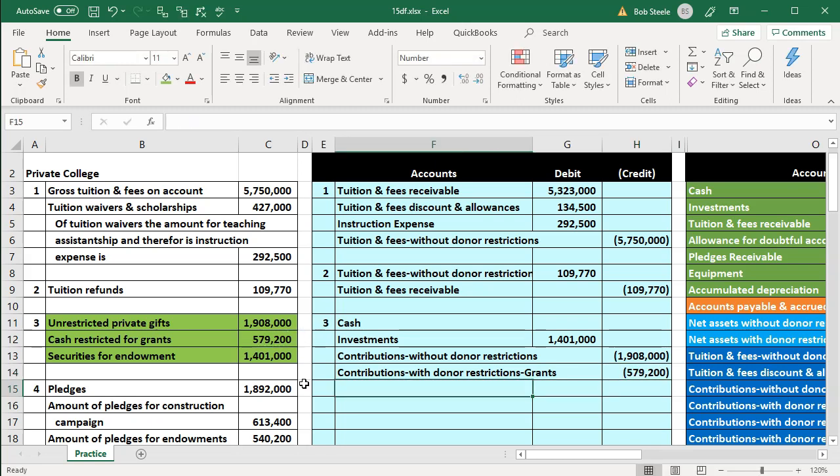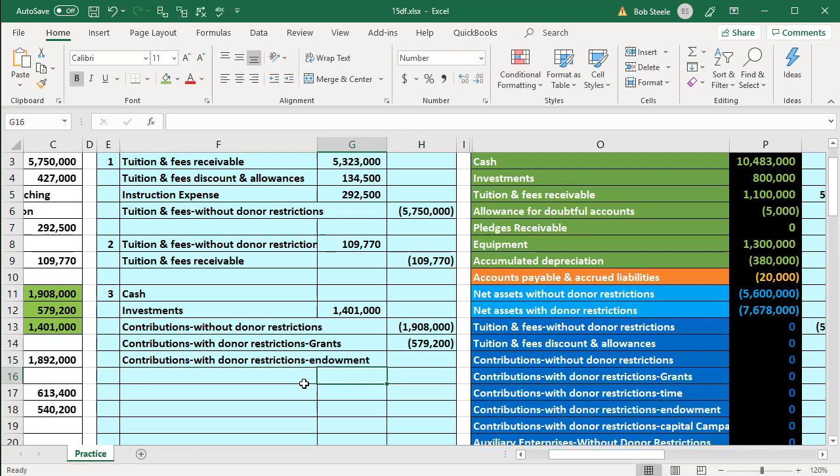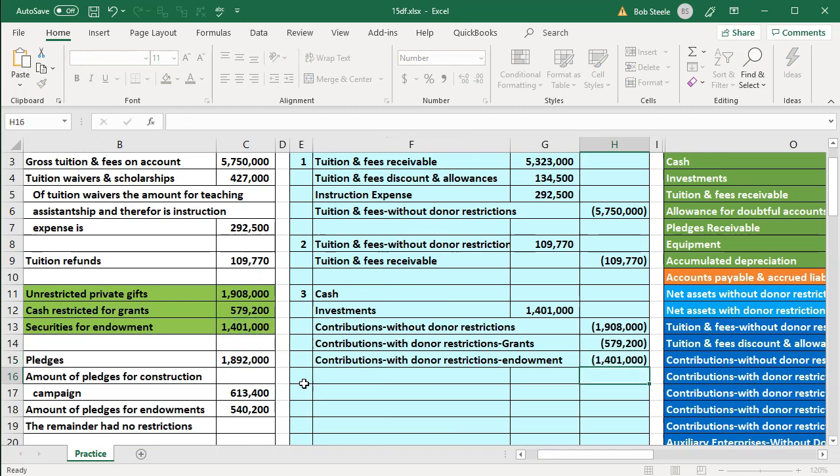Then we have the contributions, the securities for the endowment. And that's going to be a kind of contribution as well. Once again, a restricted one, typically for an endowment. So we're going to make that into a contribution. We'll make a separate account to label the types of restrictions, in this case, due to endowment. So there's the contribution for the endowment, the revenue account related to it. It will be a credit.